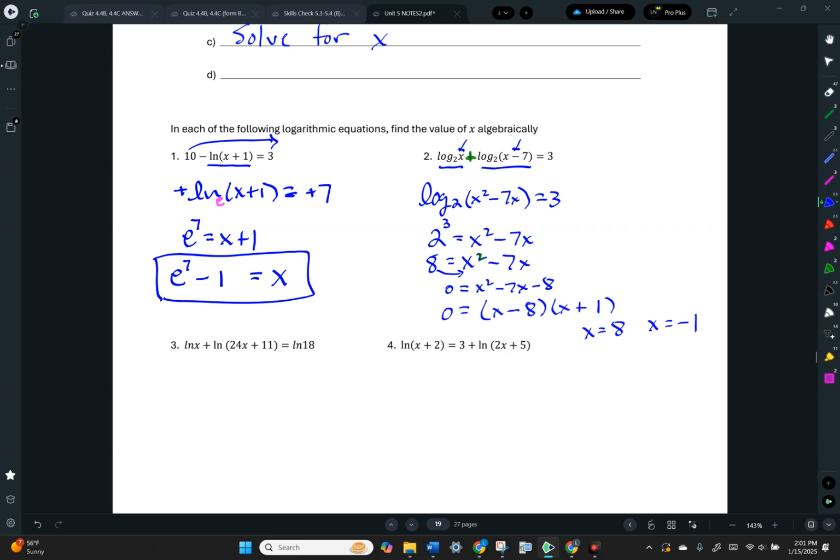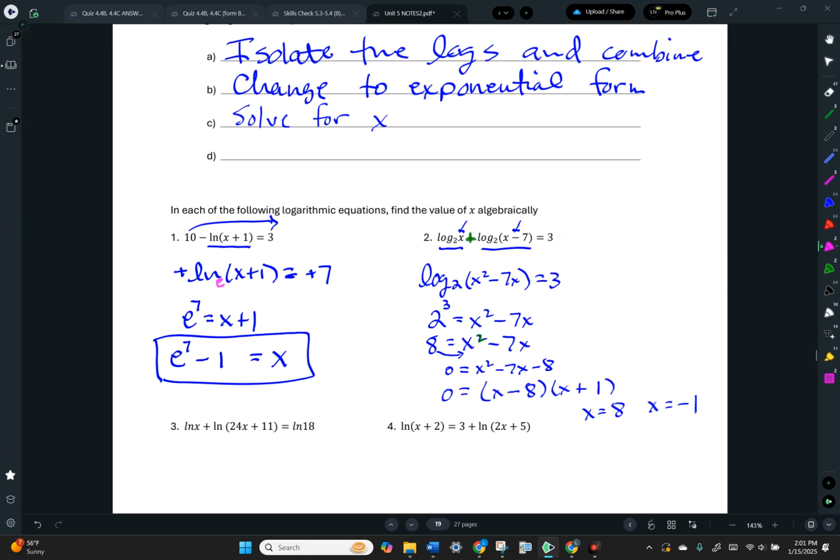Okay, the reason there was an extra blank up here at the top is because for D, you need to kind of do a check. Basically, you can't take the log of a negative number. So if you end up with x to be a negative number, you need to eliminate it. So I'm just going to say here, eliminate negative answers. So that means x cannot equal negative 1, but x only equals 8.